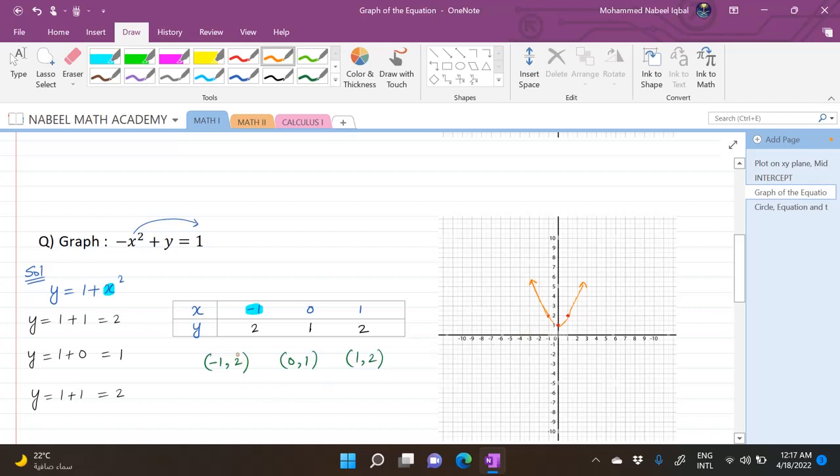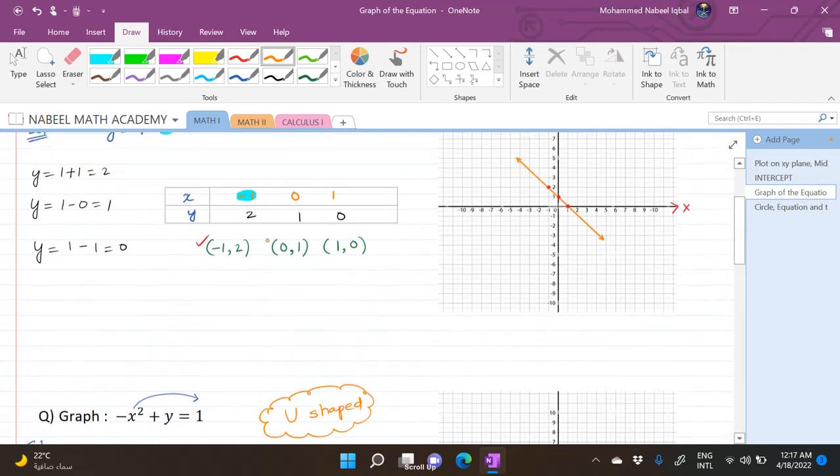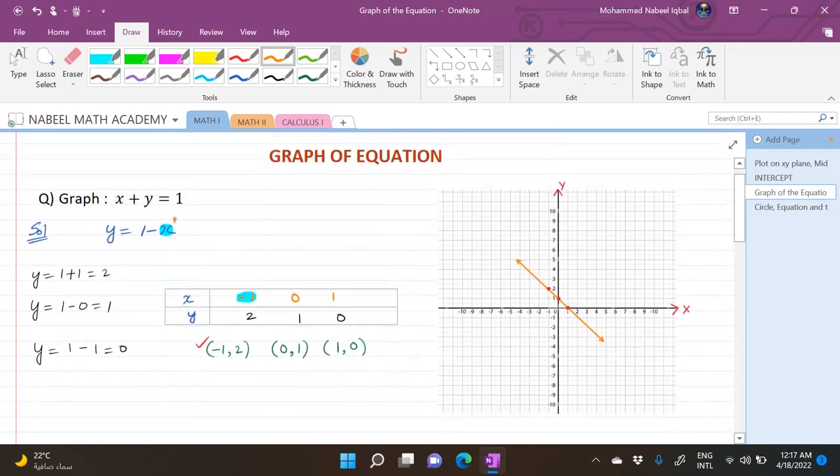If you extend to 2 and -2, you will get a U-shaped curve. So whenever you have x to the power 2, we say it is a U-shaped curve. It is not sharp, it is a smooth curve. You will find it is the parabola, U shape. And whenever you have x to the power 1, it is a straight line.